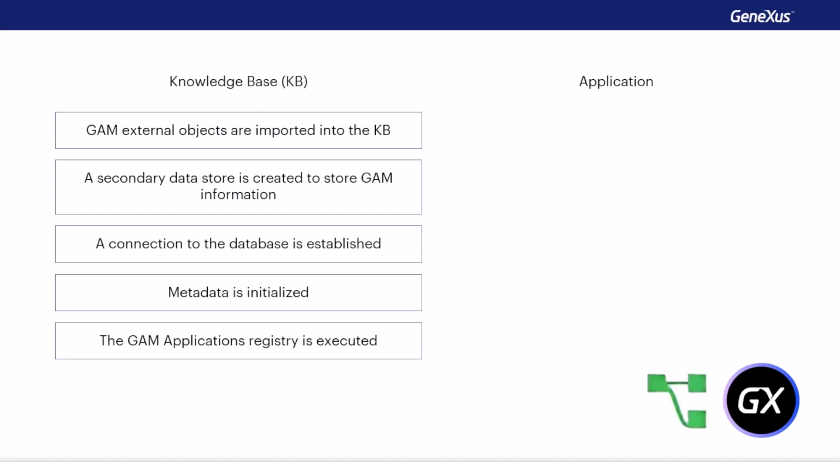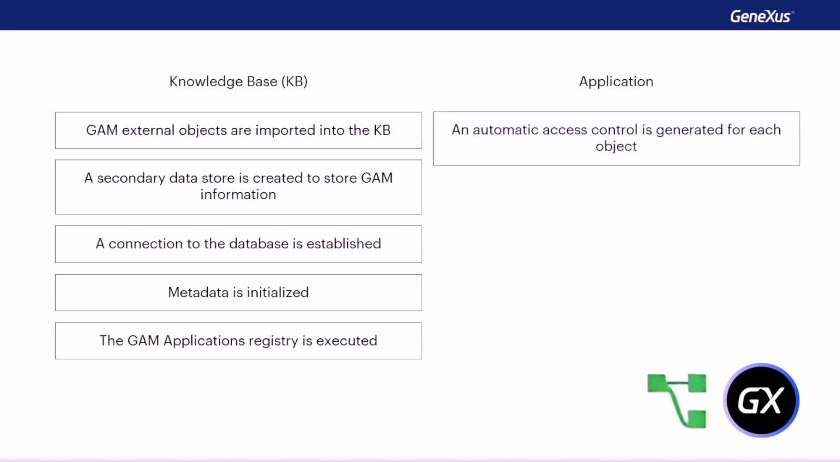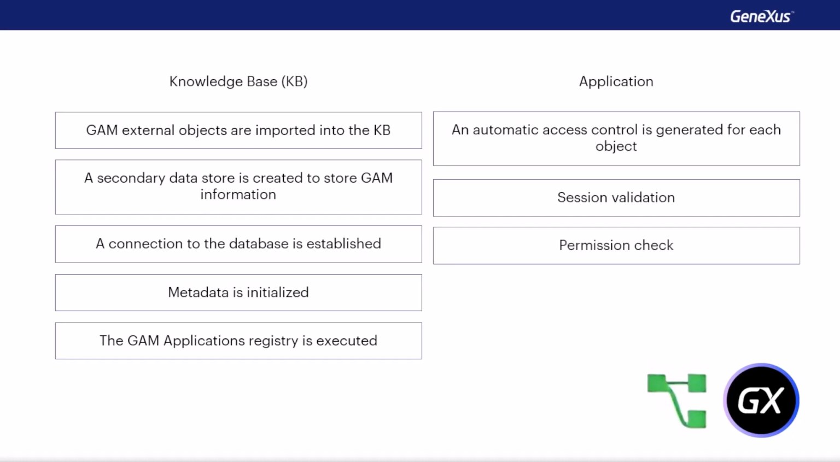What happens at the application level after integrated security is enabled? In this case, an automatic access control is generated on each object that has the integrated security level property defined. Before executing any object, the generated code validates whether the session is valid. Otherwise, a login object for web or mobile is executed to start the session. In addition, permissions are automatically checked at startup. This happens when the integrated security level property is set to authorization.